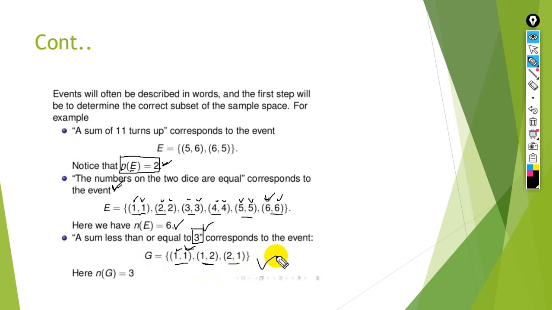Okay, so now we can say this is also an event, a subset of that sample space. So what will be the number of outcomes in this event? So we have 3. Okay, 1 2 3, so we have 3 points.